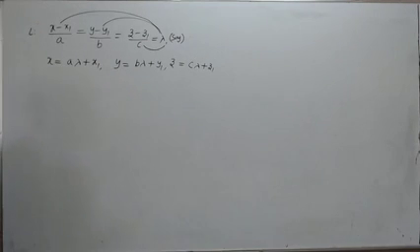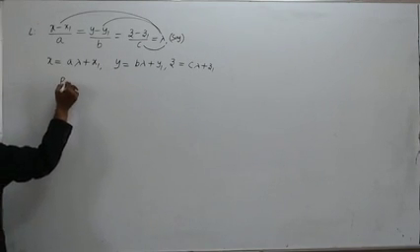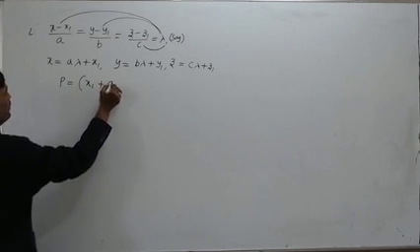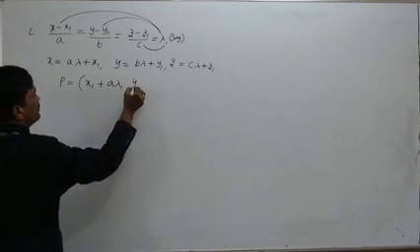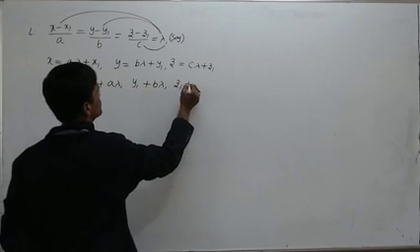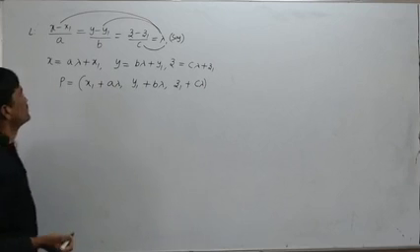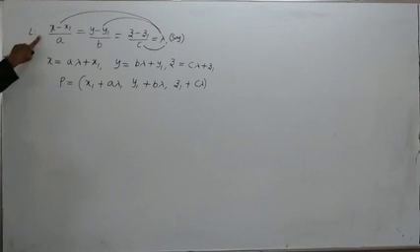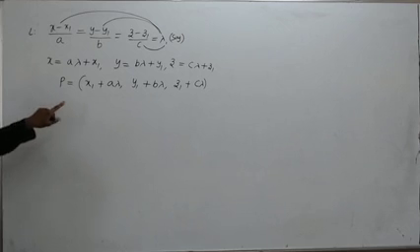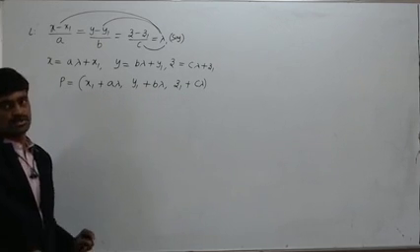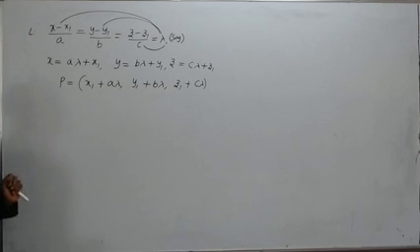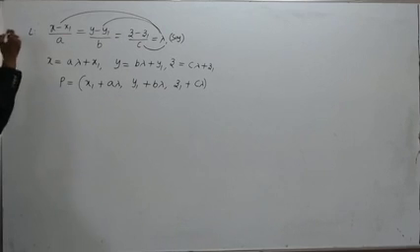So that means the coordinates of any point on the line are of the form x1 plus a lambda, y1 plus b lambda, z1 plus c lambda. So remember this point: coordinates of any point on this line should be in this form. Here a, b, c are direction ratios, and x1, y1, z1 is the coordinates of a particular point on the line L.